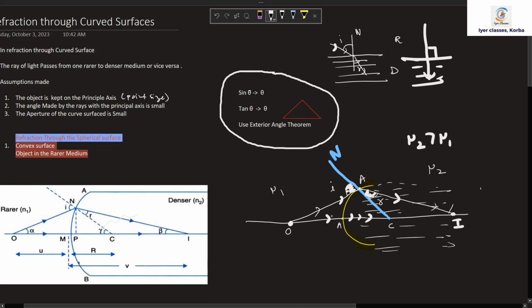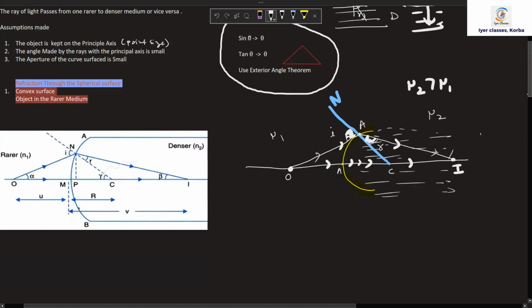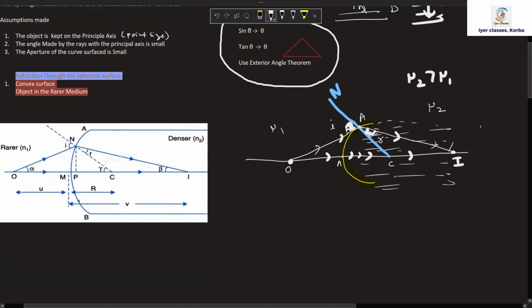Now here what is happening is, this ray is going straight, and this is the refracted ray, and these two rays will together meet at point I. Clear? Yes, got it. Now these two rays are forming this image, and I got it here also. You can see that this image is here. Are you able to understand what is happening here?